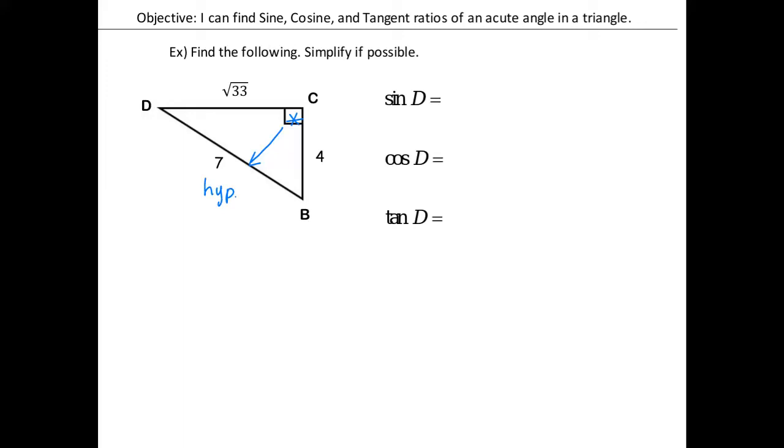And then I need to figure out the angle. What angle are we looking for? D. Right here it says angle D, right? So my angle D is the angle of reference. Then across the angle, is that the opposite or adjacent? Opposite. Which then leaves root 33 as the adjacent side.